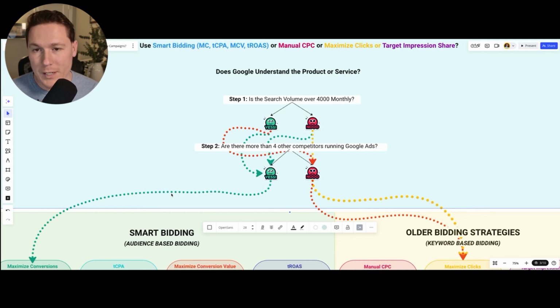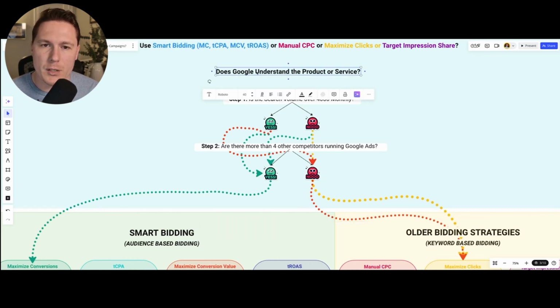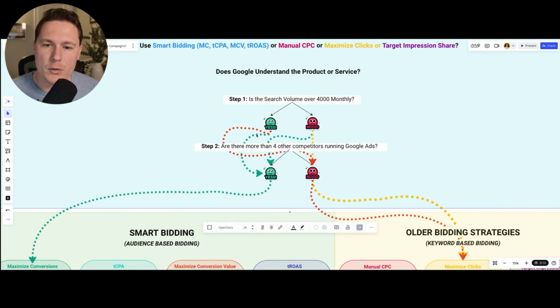Now, this is based off of these two pieces of criteria. I can determine whether Google understands your product or service by the fact that there's a lot of search volume and there are more than 4 competitors running Google ads, in which case Google is going to have a better understanding of the product or service that you're advertising.